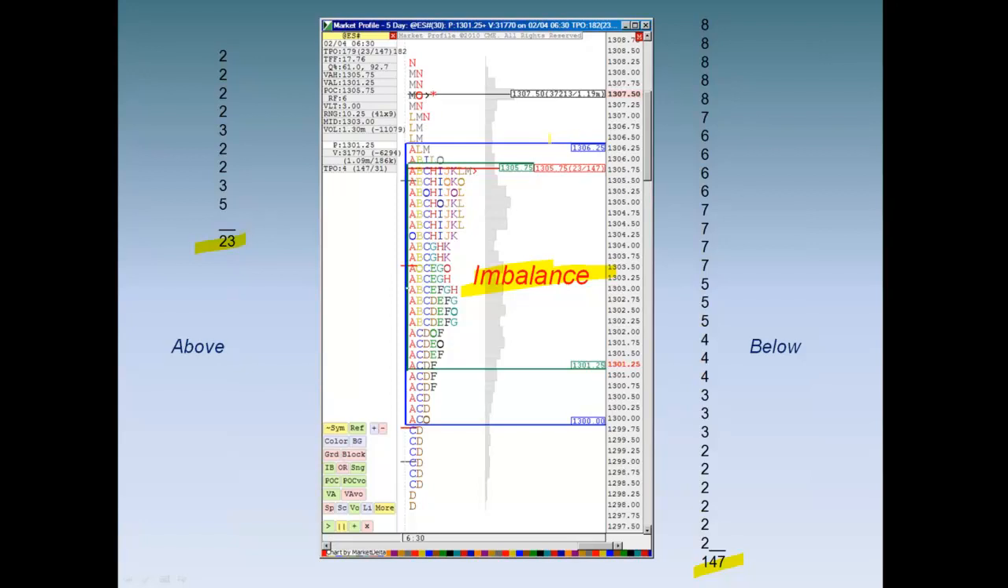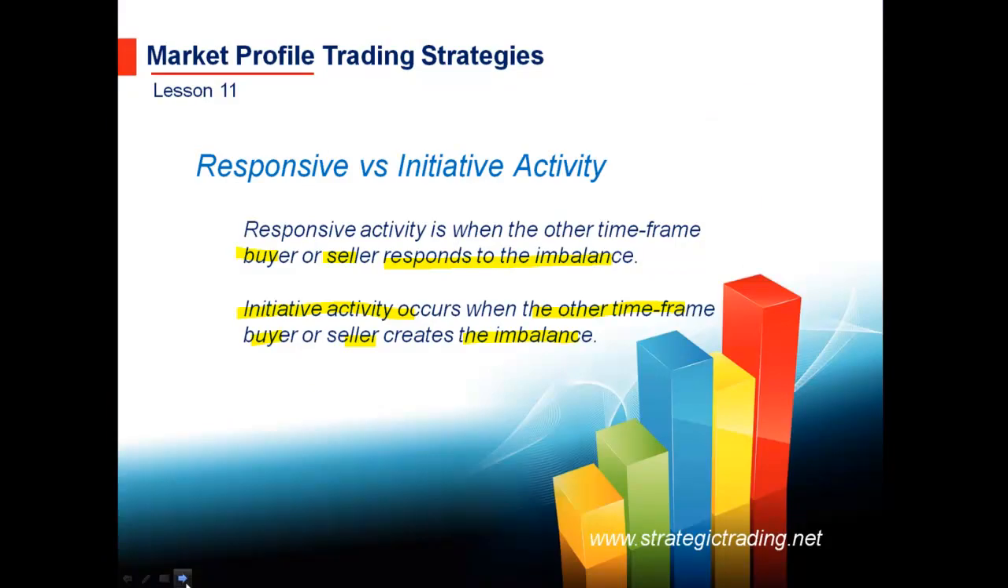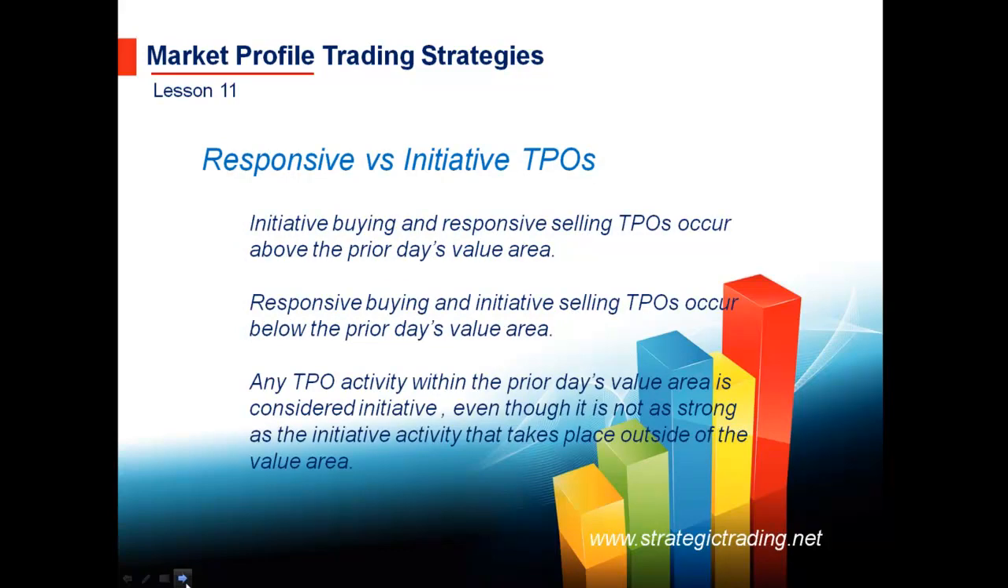Already, we are able to know the dynamics of the market and what's likely to happen. We know there's an imbalance, and we're waiting for the response. When will this response occur? We will see, and that's what you need to be looking for. So hopefully now you can see the difference between responsive and initiative activity. Now let's take a look at it in terms of TPOs.